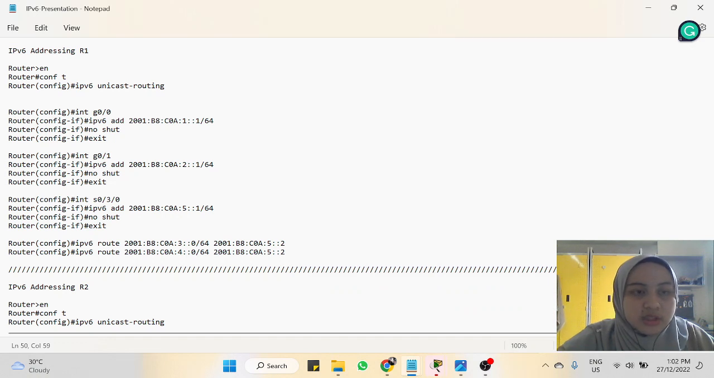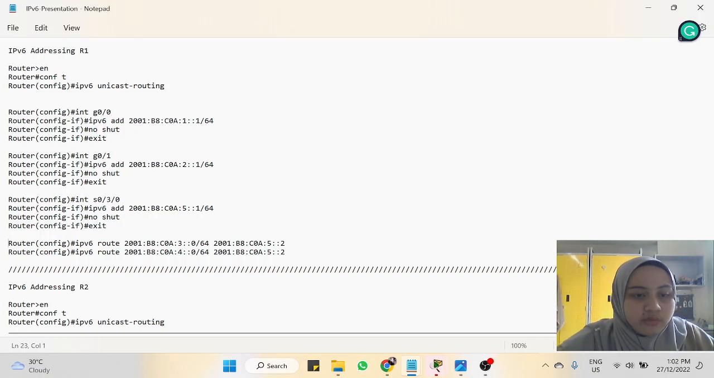Next is the configuration of IPv6. The upper one will be IPv6 addressing for router 1. After I put enable and configure terminal, I will put the ipv6 unicast-routing command. This command is to enable IPv6 on the Cisco router. So now IPv6 is enabled globally on router 1. Then I will configure interface G0/0. I will put ipv6 address, then the IPv6 address of G0/0 and /64. Then I will put no shut and exit.